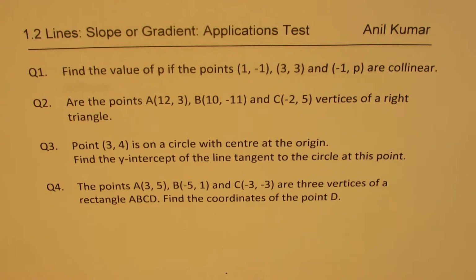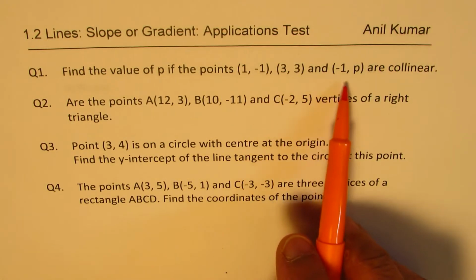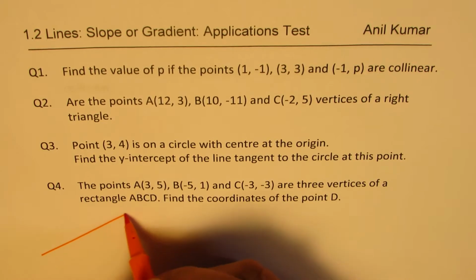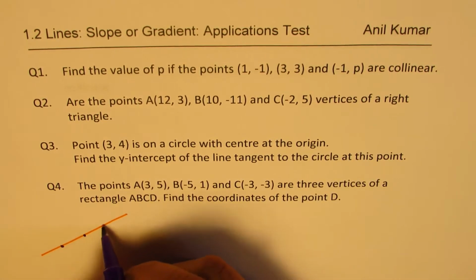The four questions here are: find the value of p if points (1, -1), (3, 3) and (-1, p) are collinear. Collinear really means that they are on the same line. So we have to show that these 3 points are on the same line.